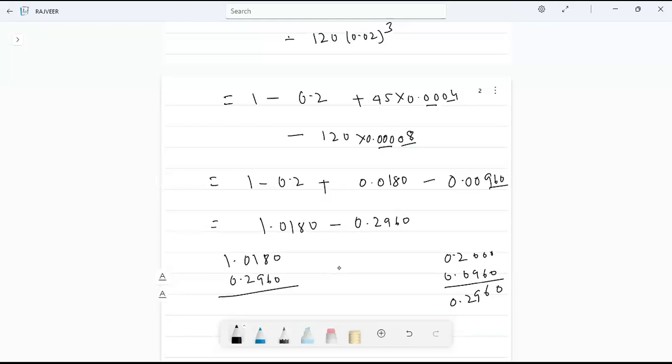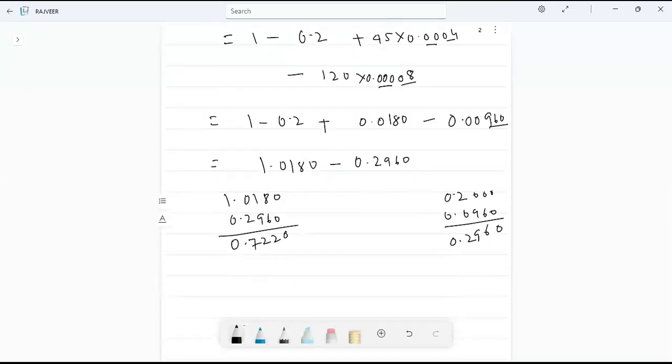Okay, subtract them. So 0, 2, 2, 7 and 0. So it comes 0.722, but the answer is approximately 0.17. Maybe we have done some calculation error. Calculator is allowed in your examination, so you can use calculator to get the correct answer. Okay.